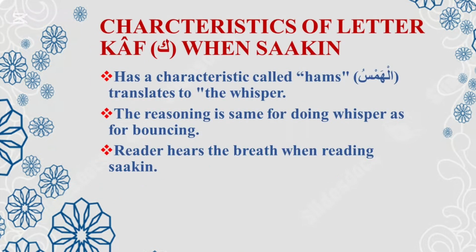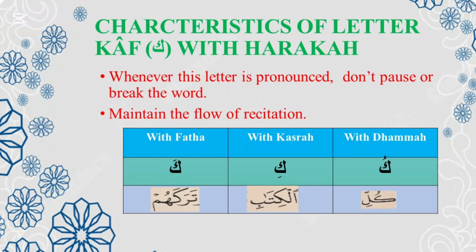Ka, ki, ku. This letter, when pronounced sakin, has a characteristic whisper or hum in Arabic. The reasoning is the same for doing the whisper as for the bouncing. The reader hears the breath when reading sakin. Whenever the letter Kaf is pronounced, don't pause or break the word. Maintain the flow of the recitation.